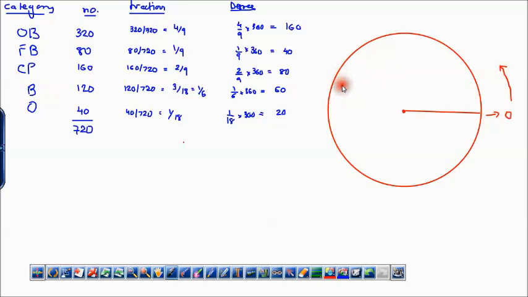This is 160 degree here. So you don't have to write anything, just mark, then remove the protractor and join with a straight line. After joining with a straight line, you have to do this and write 160 degree.